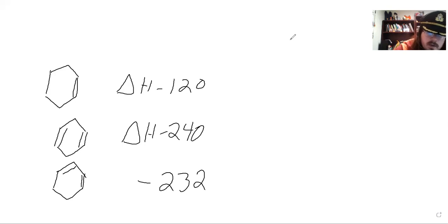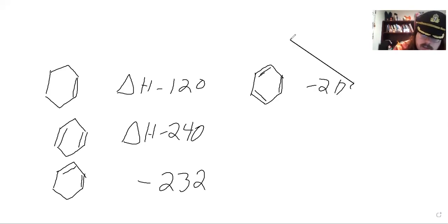If I do the same thing with benzene, it's not just another 8 kilojoules less. It is actually, we get 208 kilojoules to remove all of them.